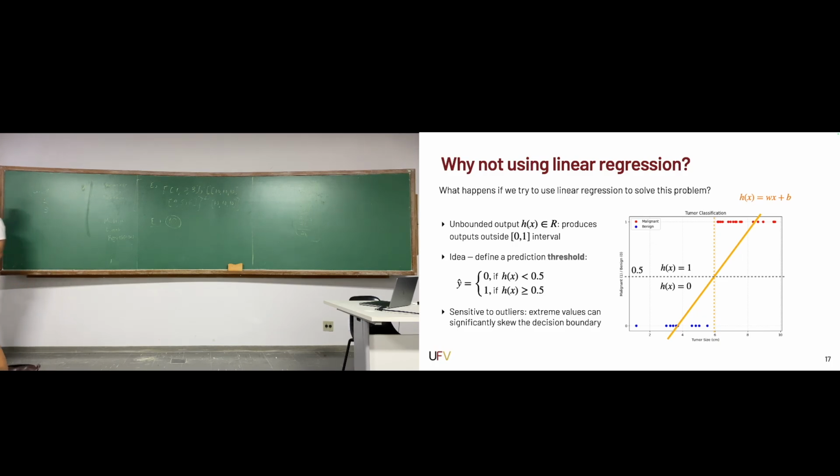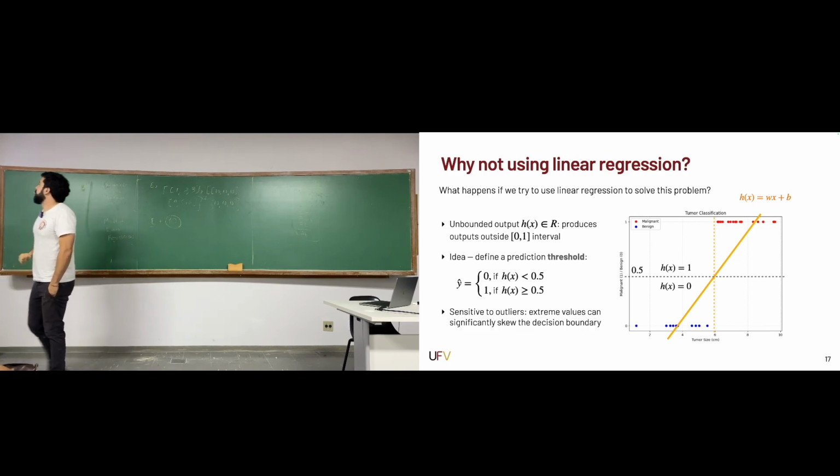Now, I'm getting a line and mapping it to a binary function that returns either 0 or 1 depending on the value of the prediction. If the prediction is less than 0.5, it returns 0. If it's greater, it returns 1. So this is a good idea, right?